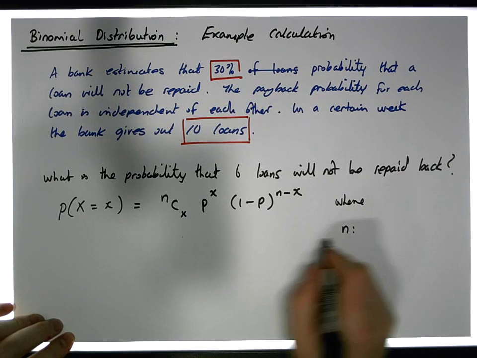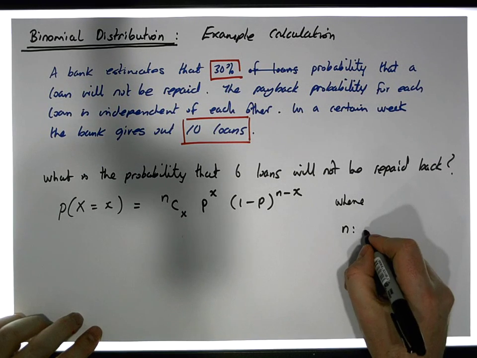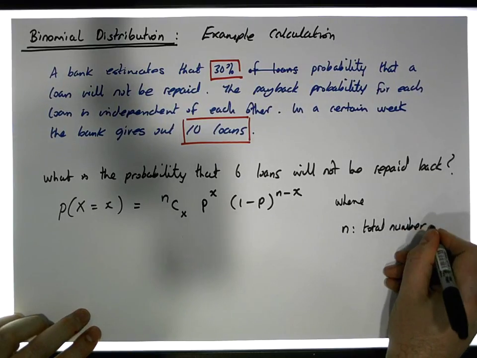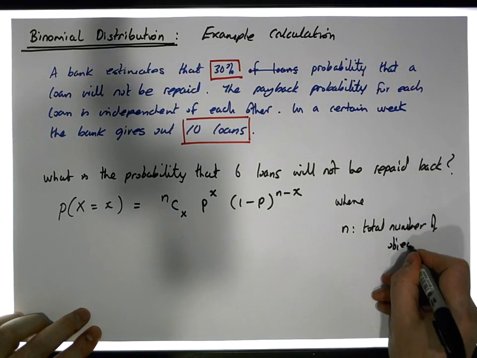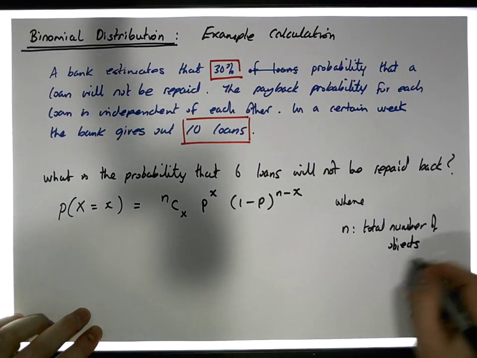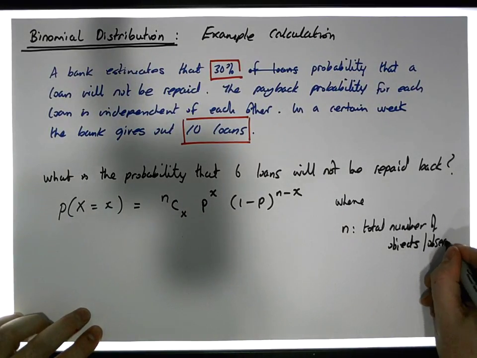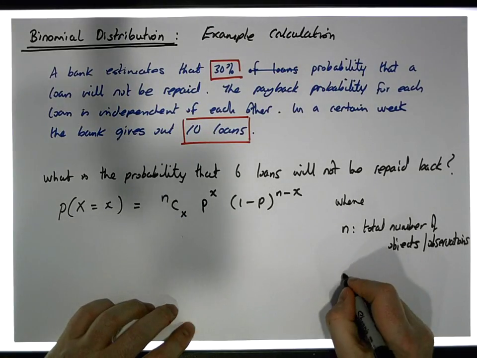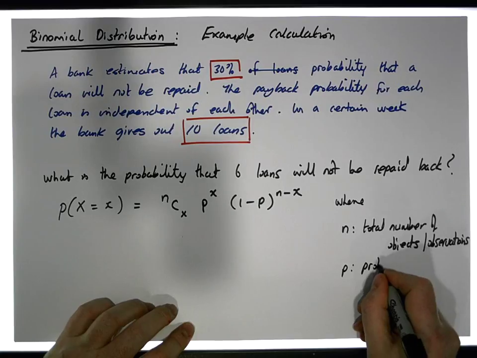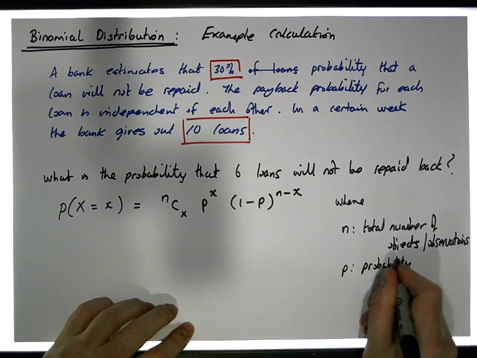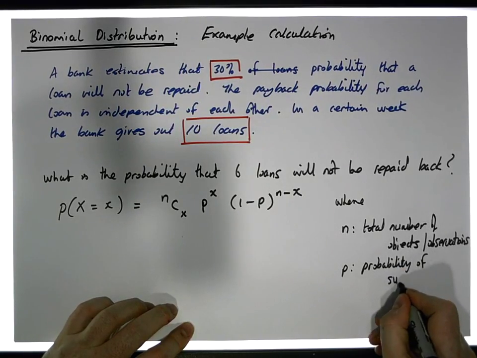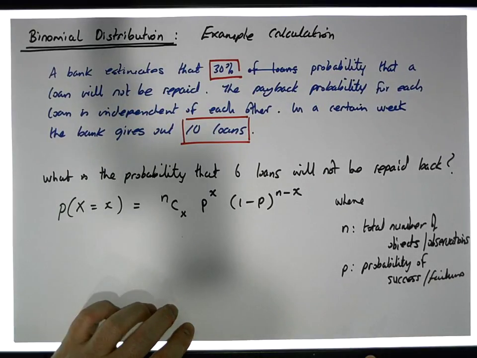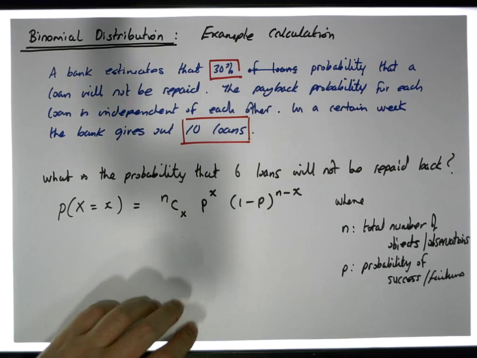N represents the total number of objects of interest, objects or observations, okay? That's what N represents. P represents the probability of success or failure, okay? In this case, P represents the probability of a loan not being repaid, okay?